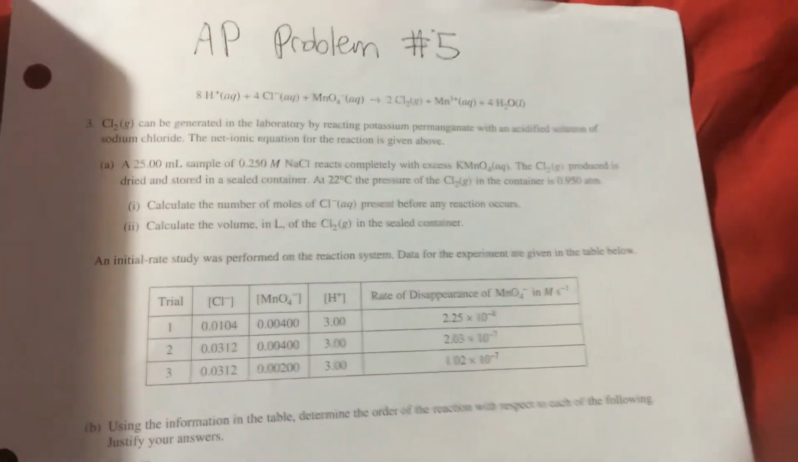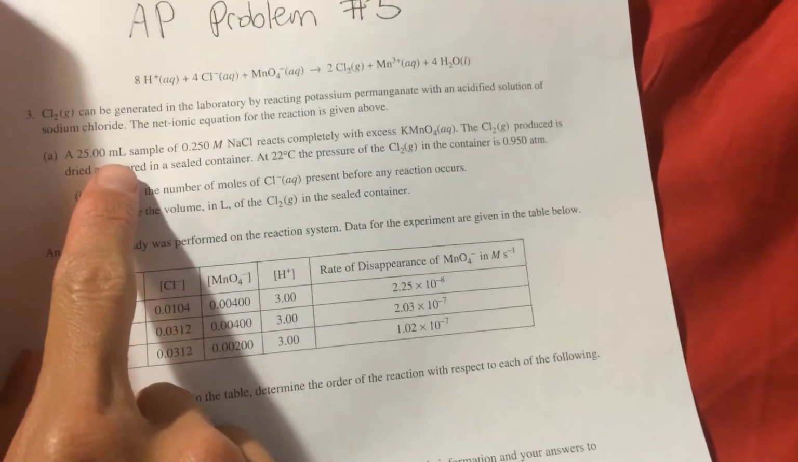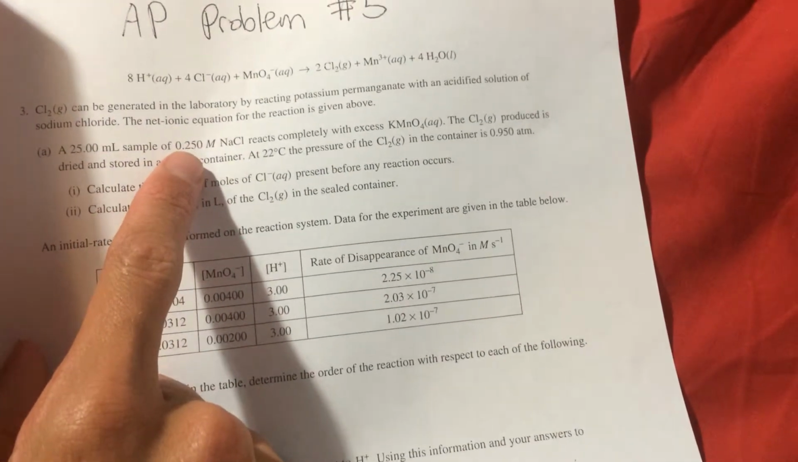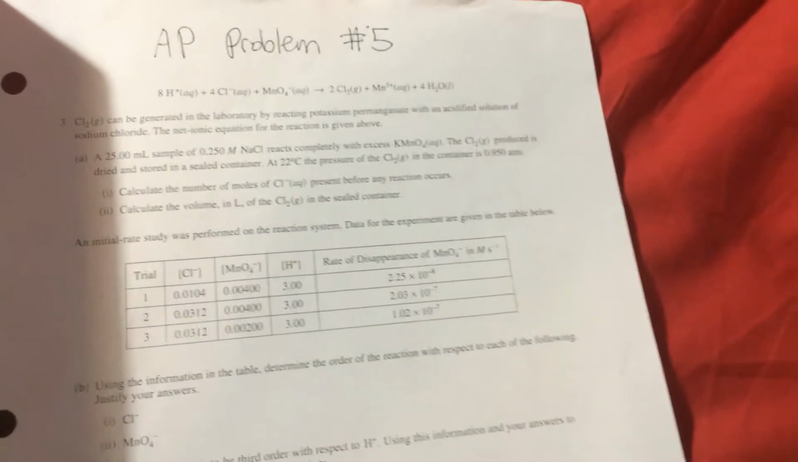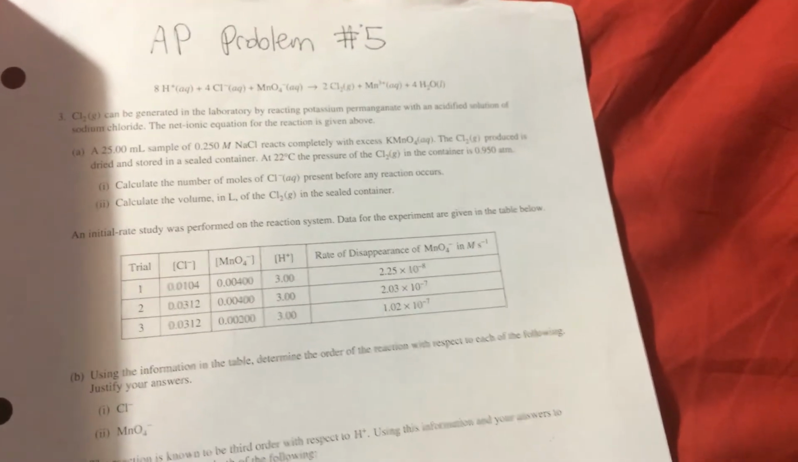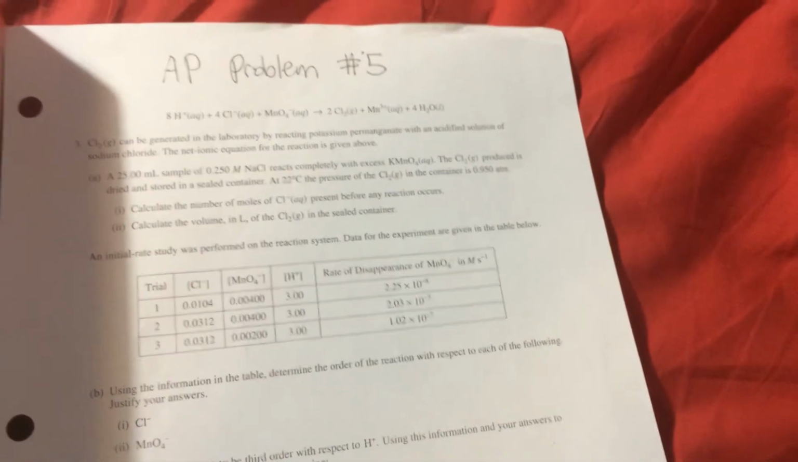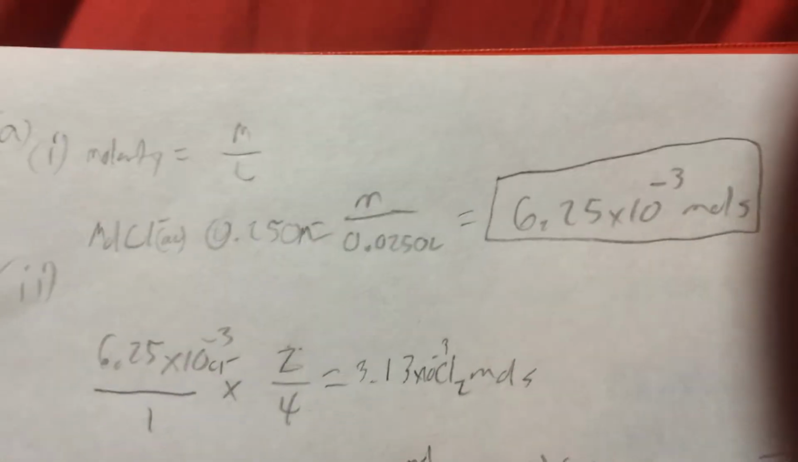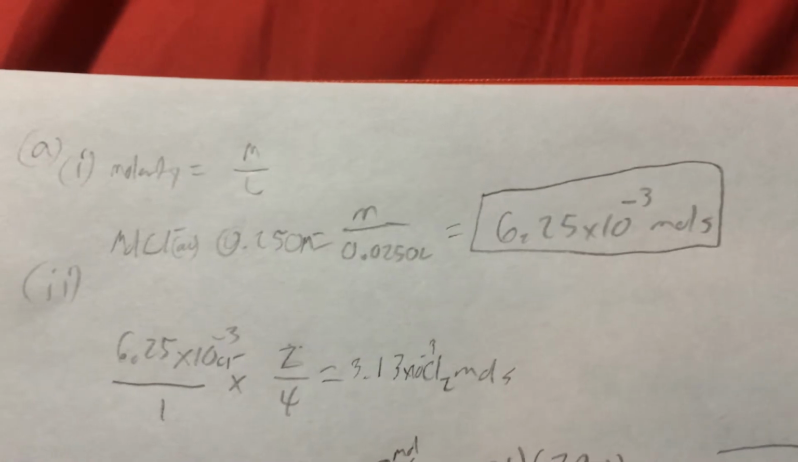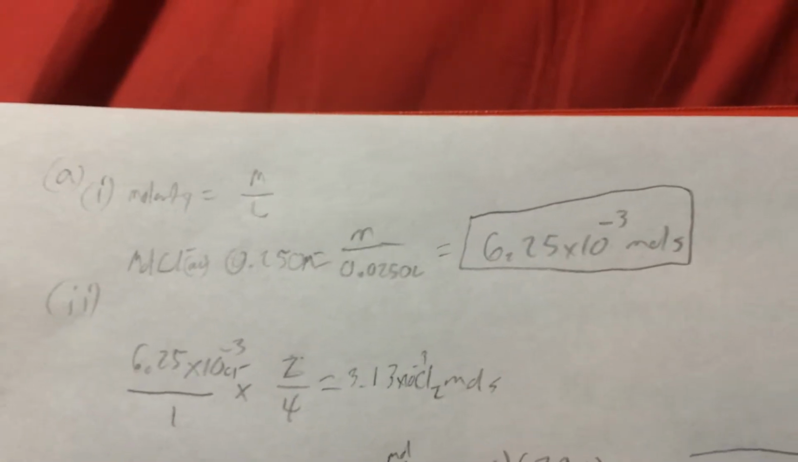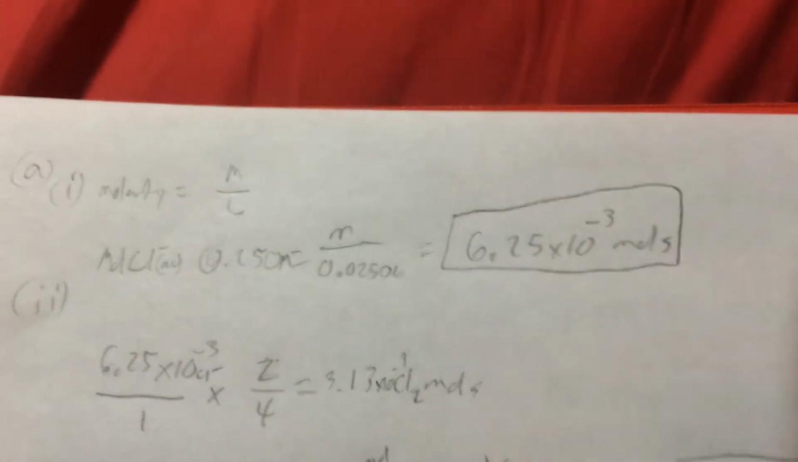So for here we go to the information that's given up here, which is that we have a 25 milliliter sample of 0.25 molarity NaCl. So that's pretty much all we need to run this first. So we got to know that molarity is moles over liters, and that isn't the right symbol for moles there, but yeah.